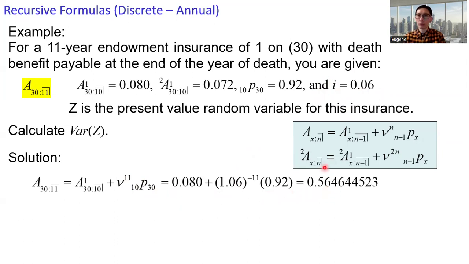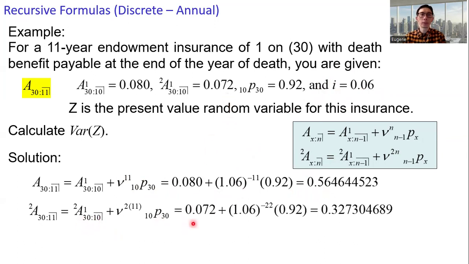And then the second moment. The second moment here for the 10-year term insurance, 0.072. And then the corresponding value for the nu squared and 10p30. We get the second moment. And from this, we get a variance, 0.0085.